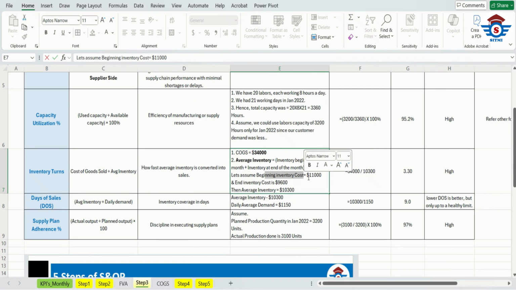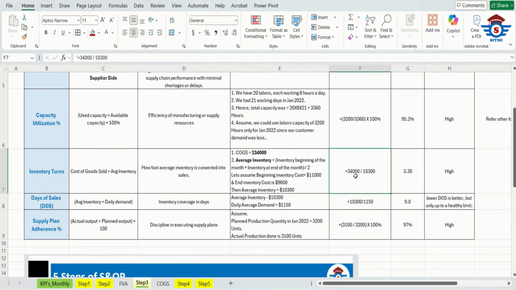So let's assume the beginning inventory was around $11,000, and at the end of the month, the inventory that remained available in our factory was $9,600. Then our average inventory is the sum of these 2 divided by 2. That's why the average inventory is $10,300 in our example. Now, when we put these numbers in our formula, it tells us that the inventory turns is 3.3.